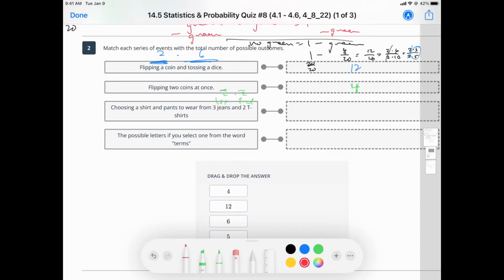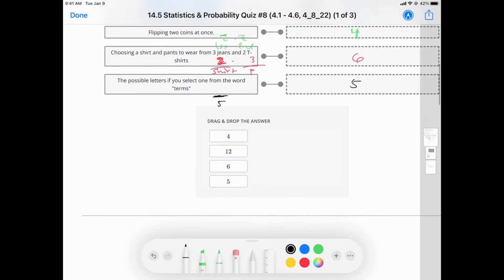Choosing a shirt and pants to wear from 3 jeans. So that's 2 shirts, and then for the pants, you have 3 options. So 2 times 3 gives us 6. And the possible letters, if you select 1 from the word terms: terms has 5 letters, so you have 5 choices there. So 2, 4, 6, and 5.